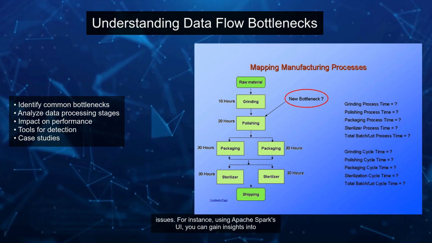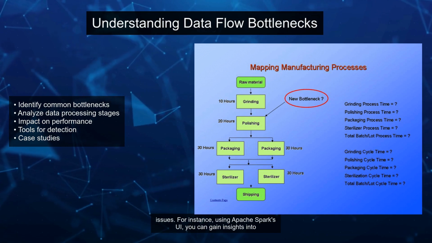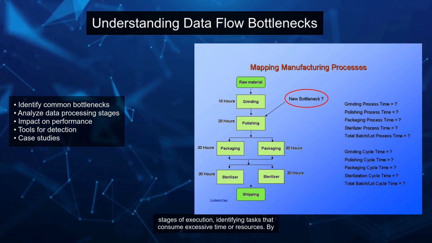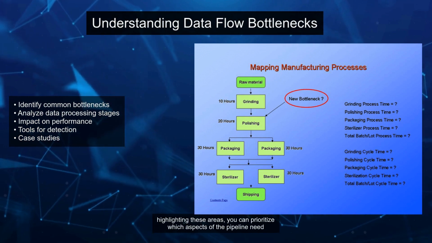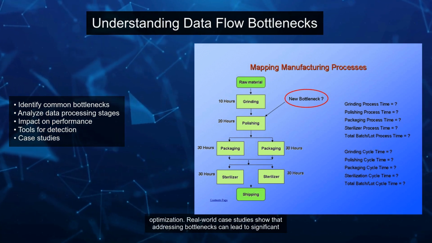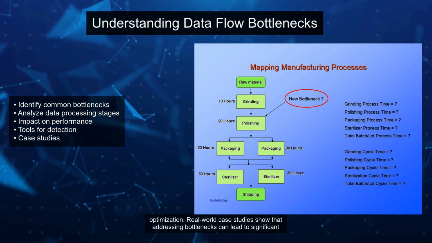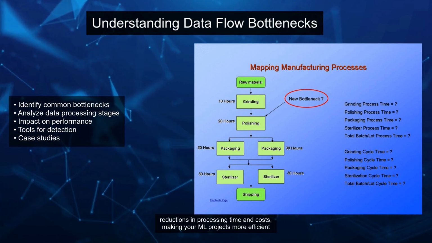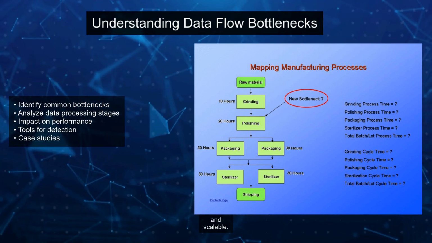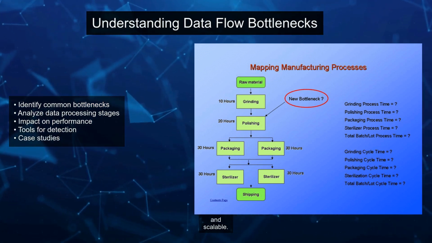Employing tools like data profilers and monitoring systems can help in pinpointing these issues. For instance, using Apache Spark's UI, you can gain insights into stages of execution, identifying tasks that consume excessive time or resources. By highlighting these areas, you can prioritize which aspects of the pipeline need optimization. Real-world case studies show that addressing bottlenecks can lead to significant reductions in processing time and costs, making your ML projects more efficient and scalable.